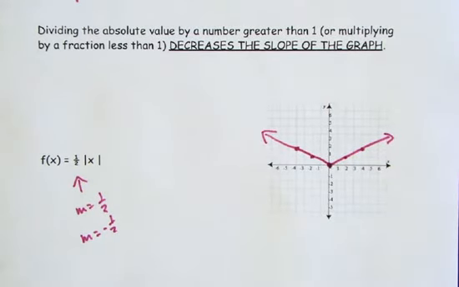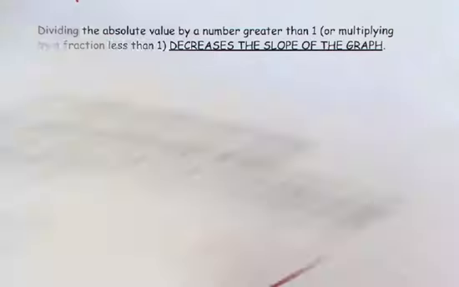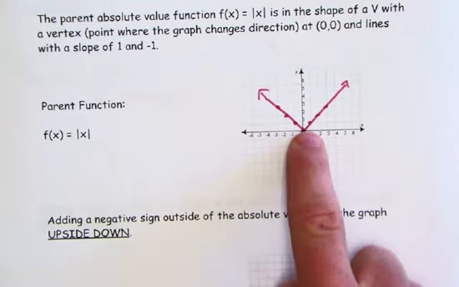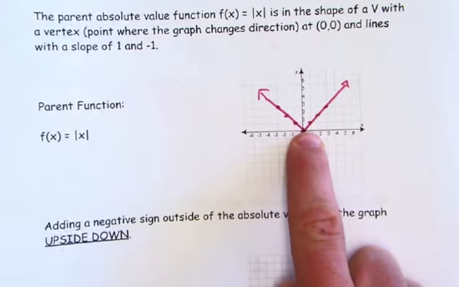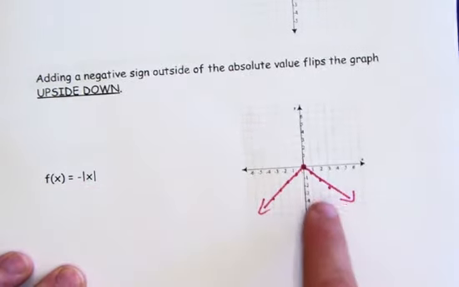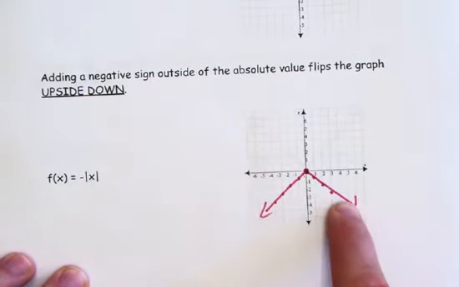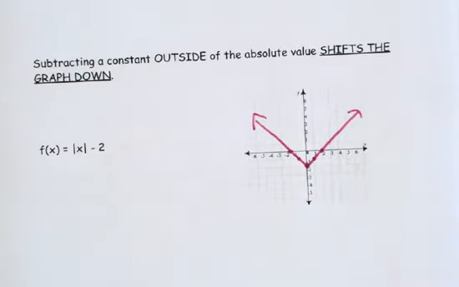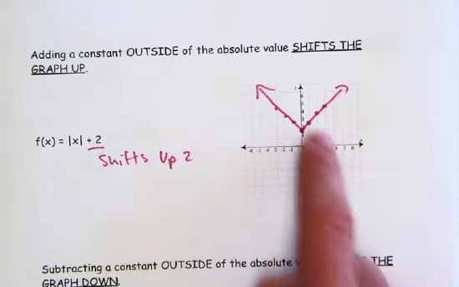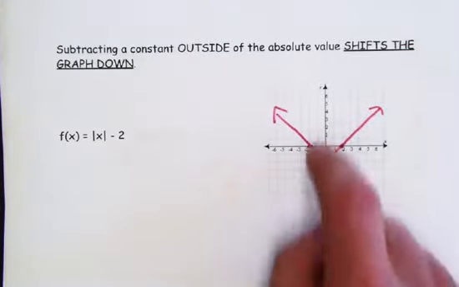Okay? So I know I went through that pretty quickly, but I think it's pretty self-explanatory. Let's just talk through them all one more time really quickly. The parent function of the absolute value looks like a v with a slope of 1 and negative 1. The point where the 2 lines meet is the vertex, okay? And they go out in those directions. If we add a negative outside of the absolute value, we get a flipping of the graph, so the v is now going downwards. If we add or subtract on the outside, it's going to shift it up if it's positive, so here goes up 2. Down if it's negative.